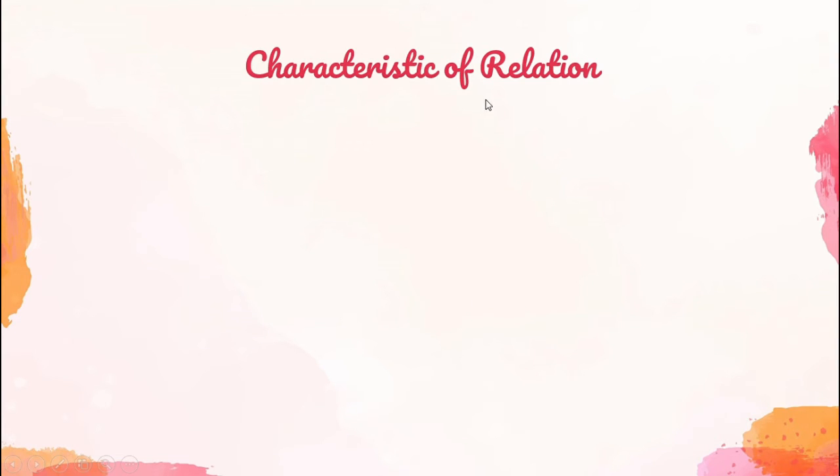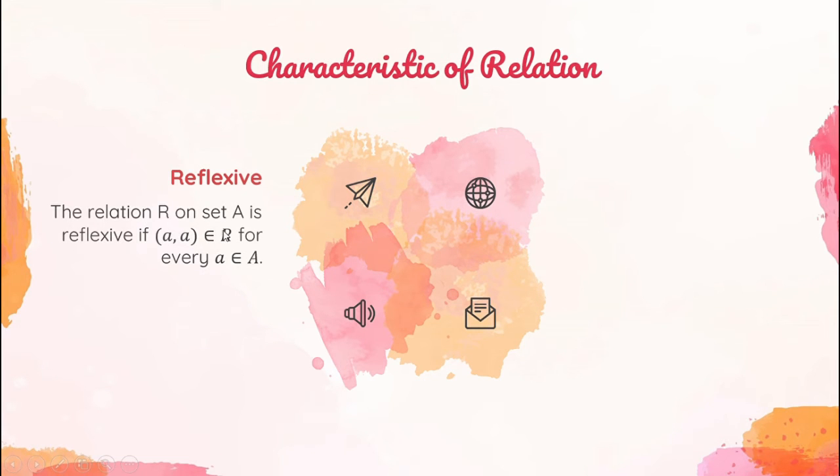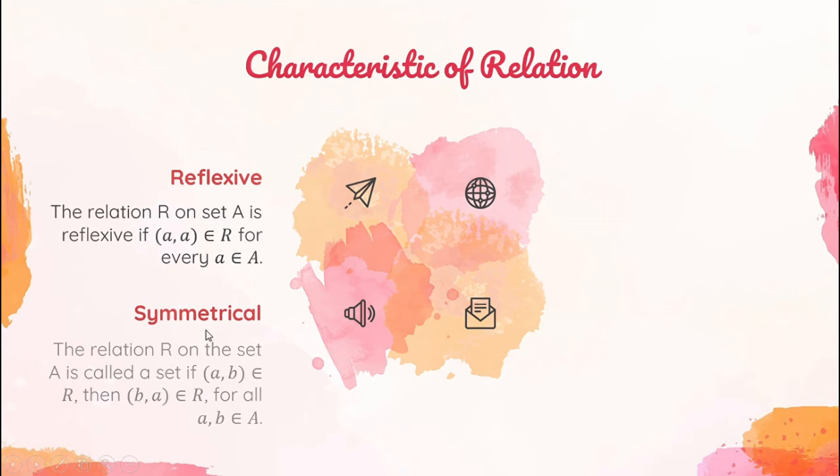Next, we are talking about characteristics of relation. Okay, there are 4 characteristics of relation. One is reflexive. The relation R on set A is reflexive if (a, a) is an element of R for every a element of A. Second is symmetric. The relation R on set A is called symmetric if (a, b) is an element of R, then (b, a) is an element of R for all a, b elements of A.